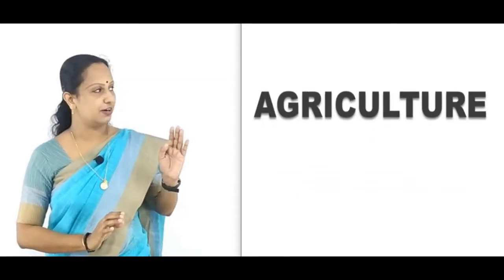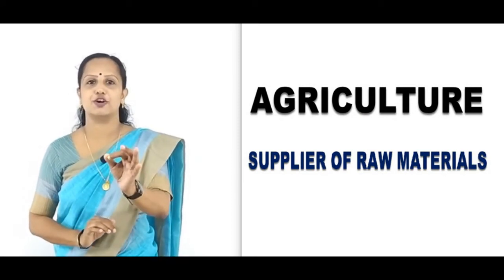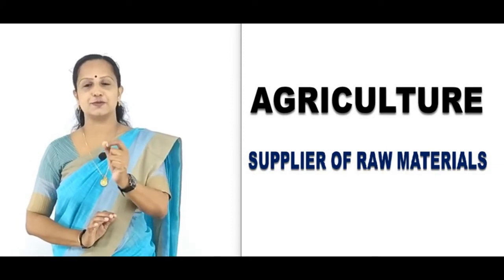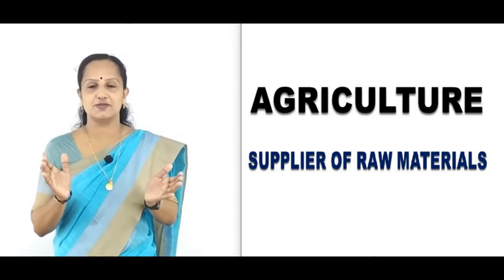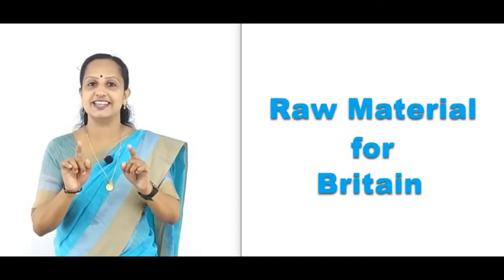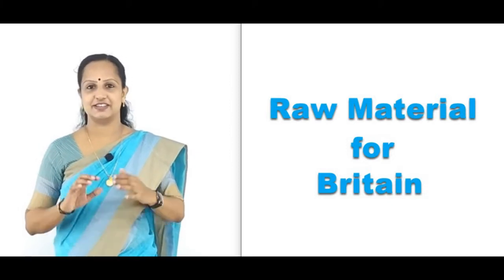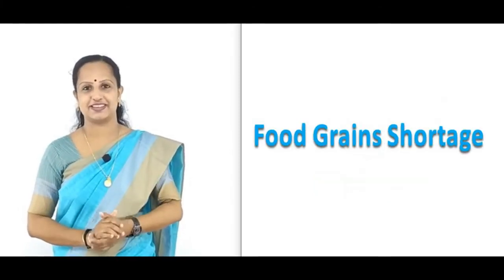Firstly, converting the agriculture sector into a mere supplier of raw materials. The British forced Indian farmers to produce only those agricultural goods which would serve as raw materials for the industries in Britain. As a result, there was a shortage in the production of food grains. This adversely affected the Indian traditional manufacturing sector also.